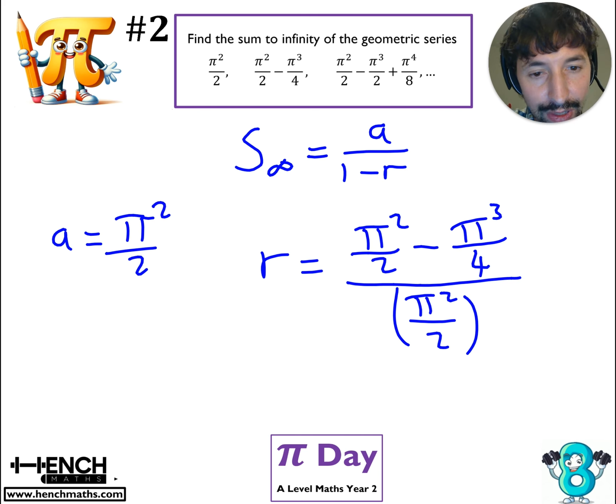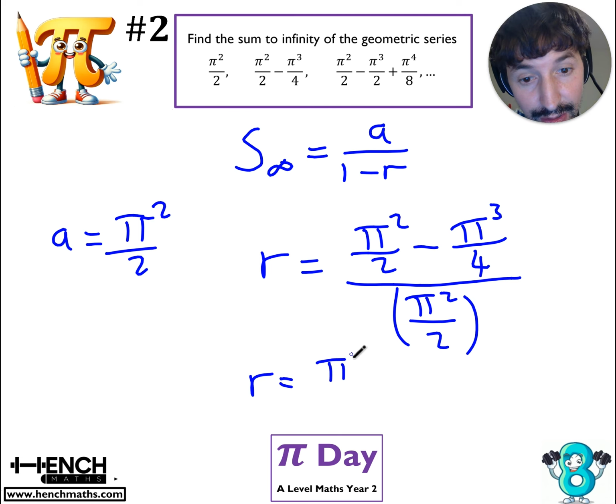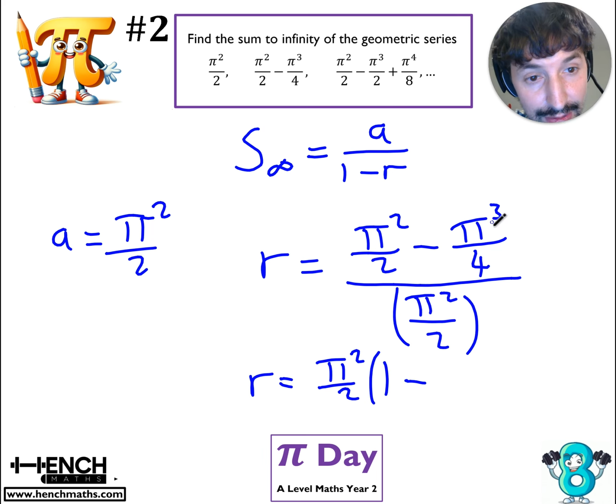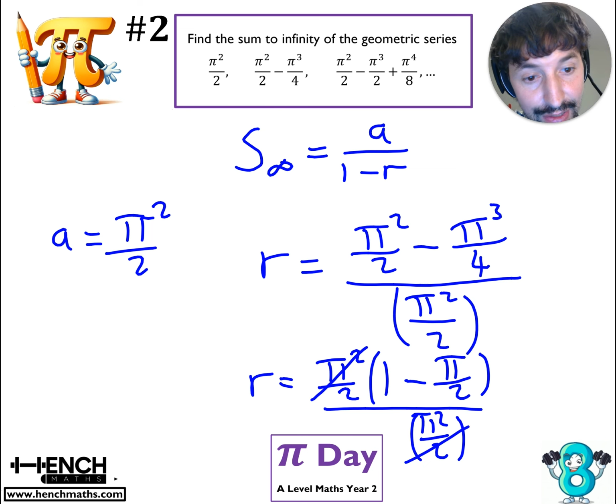So what we can actually do to simplify this, if you factorize the top, you can see that you could take out a pi squared over 2. And so in the top you'd have 1 minus pi over 2, divided by pi squared over 2, and so these will cancel out, and so r will simply be 1 minus pi over 2.